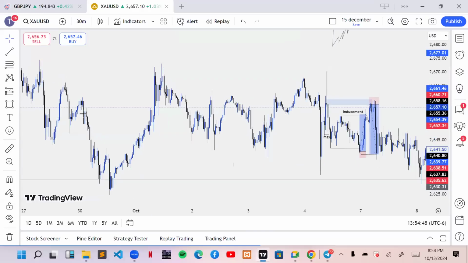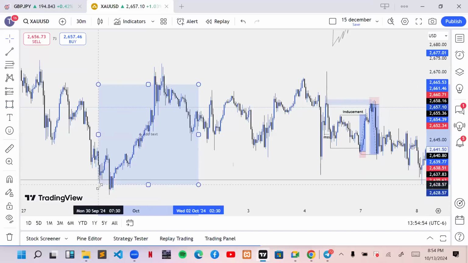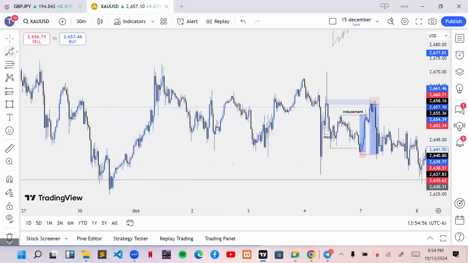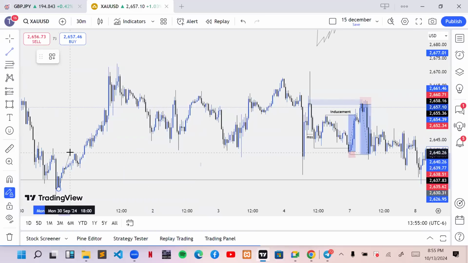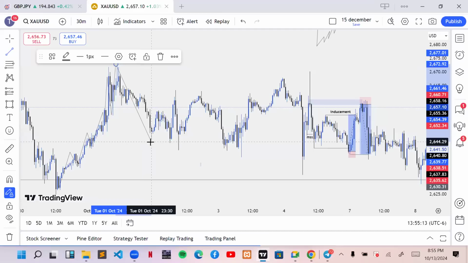So I paid attention to this chart and I noticed that the market was previously on an uptrend. Here, this was the uptrend. The market was making a series of higher highs and higher lows, higher highs and higher lows, and so on. The market now made a lower low right here. So this was where there was a market structure shift.